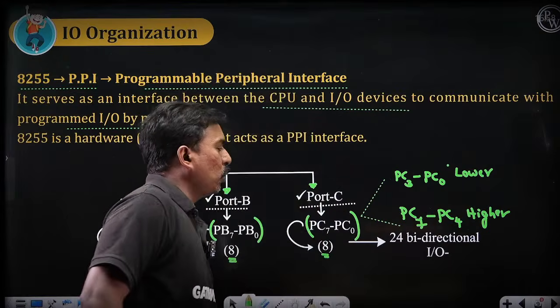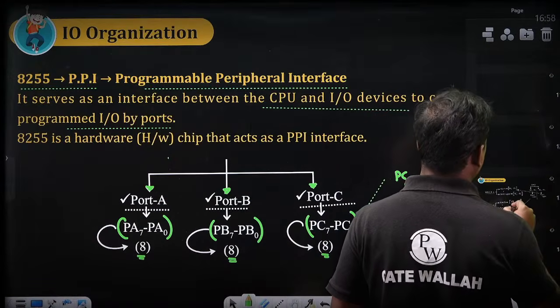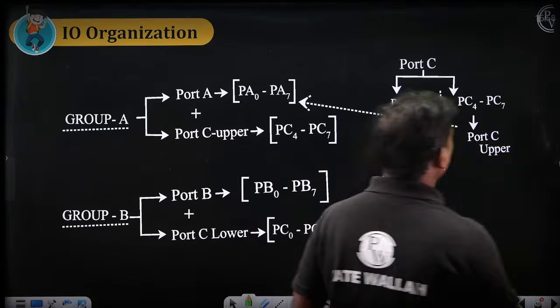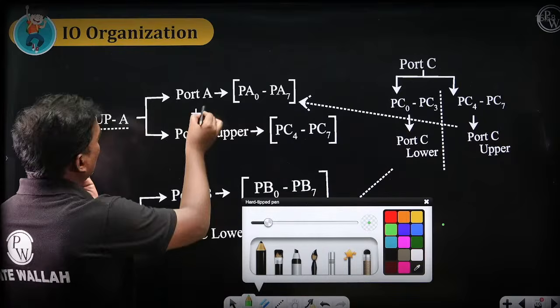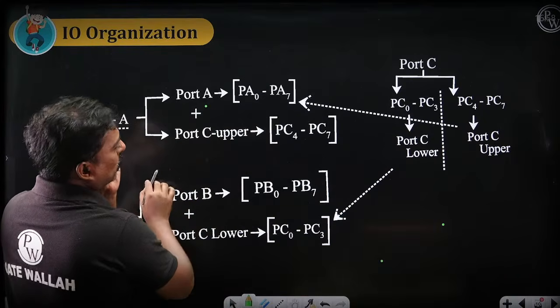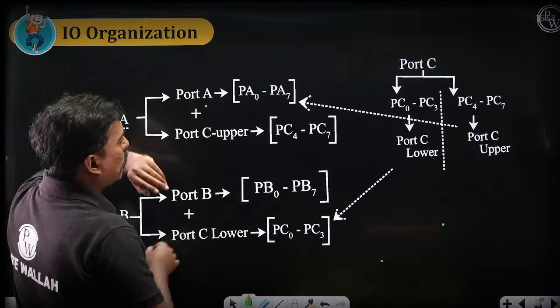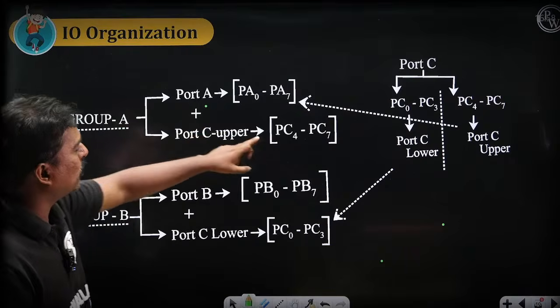So port C lower, port C higher. So now let us go for this. As I told you, this IO organization contains two groups, group A and group B. In group A, we are having port A. Port A is port A0 to port A7. Group A is a combination of port A and port C upper. Port C upper is PC4 to PC7.